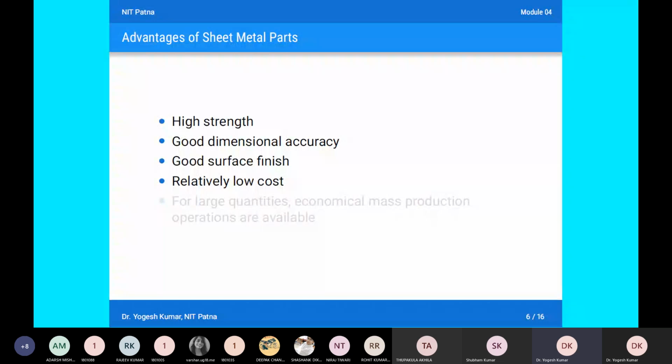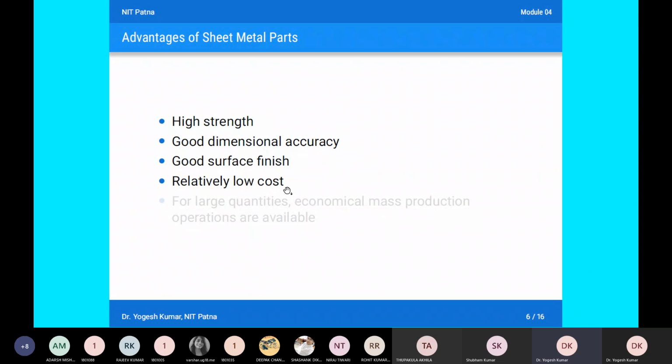Okay, and since the initial block of sheet metal parts is a thin sheet, very low forces are required. And since very low forces are required, heavy machinery is not required. We need only small presses for forming the sheet component. Therefore, the cost of your machine is reduced, and therefore your production cost is reduced.